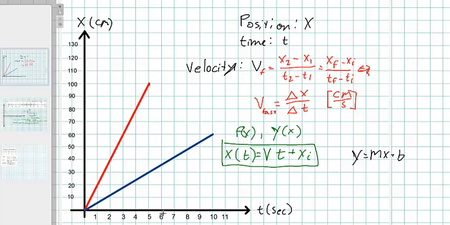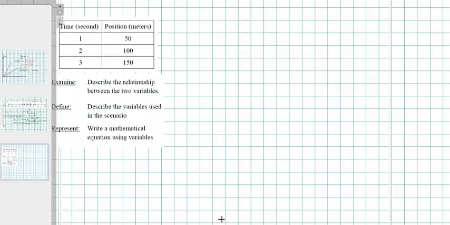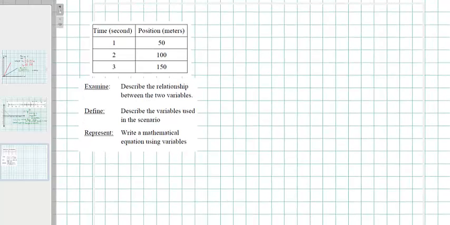All right, let's do one more quick example, and then we're out of here. So let's take a look at this problem here. So we've got a table and a few questions. Describe the relationship between the two variables, describe the variables used in the scenario, and write a mathematical equation using these variables. So first of all, let's take a look at this relationship in this table. In this table, we see that for every second that goes on, whatever this thing is doing moves 50 meters in every second, okay? 50 meters per second, which must mean that our velocity in this case is positive 50 meters per second, right? So that's the relationship that we have.